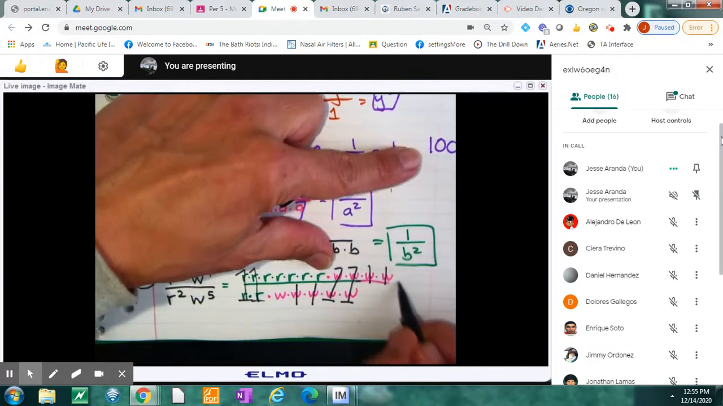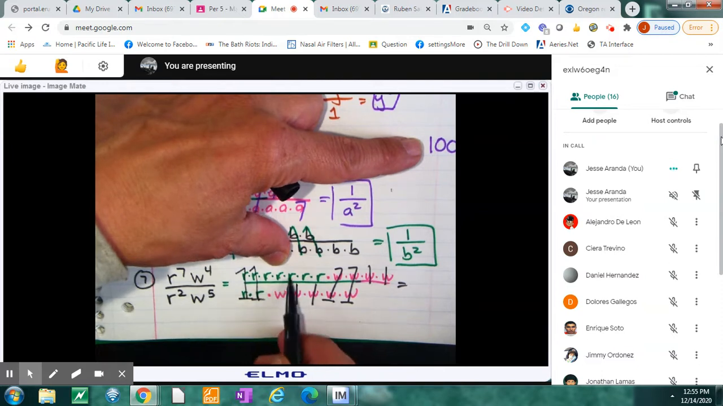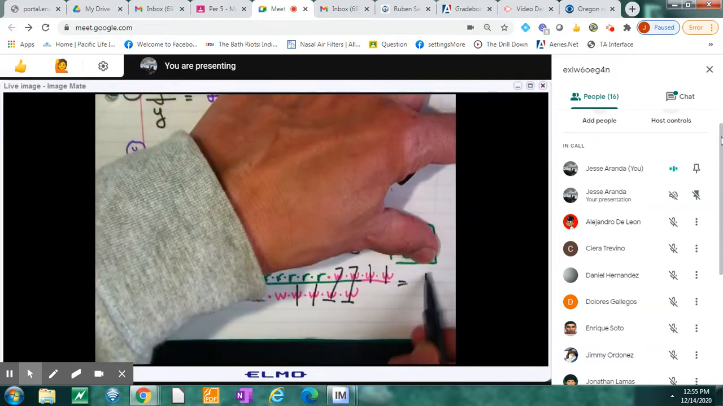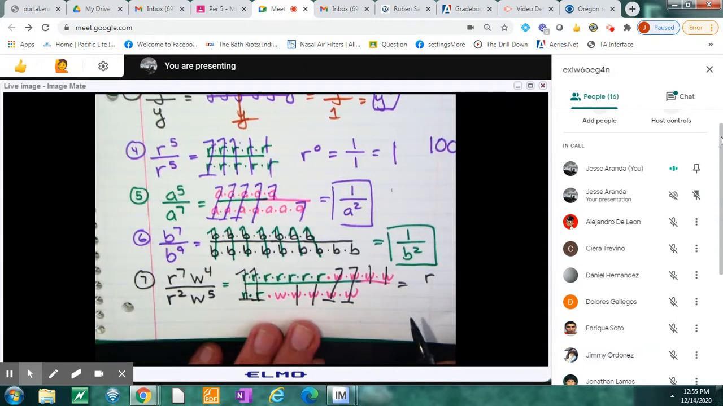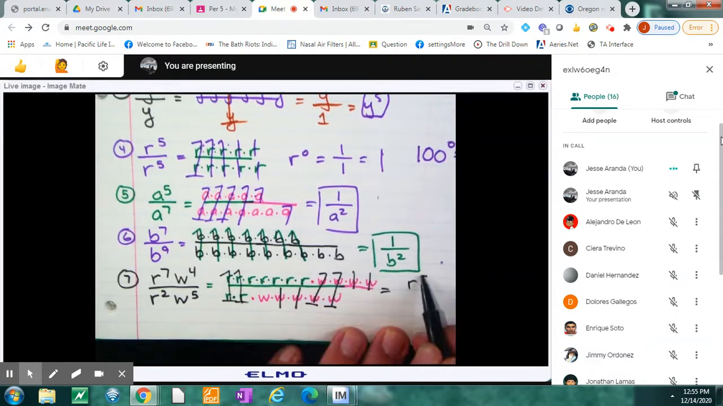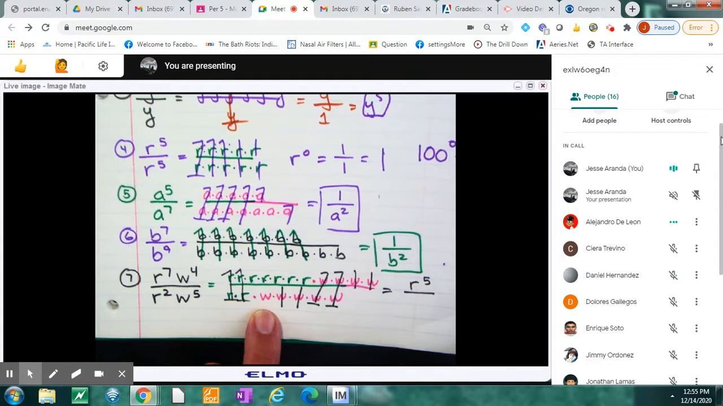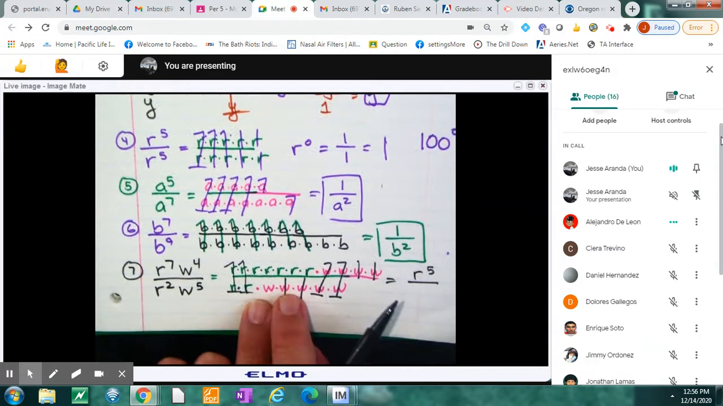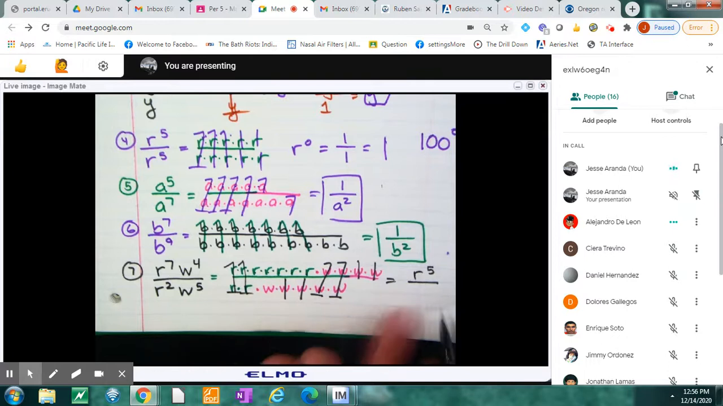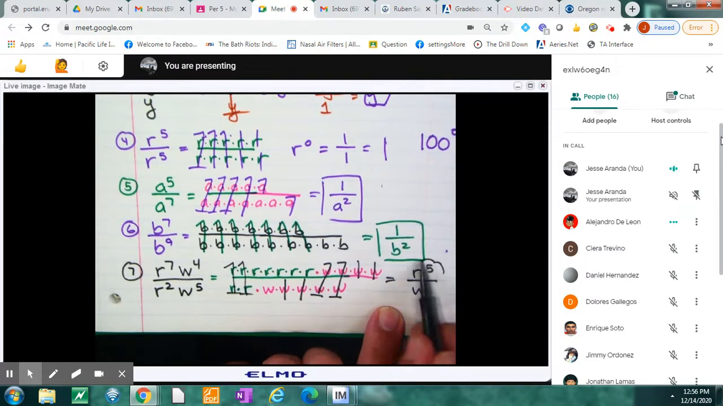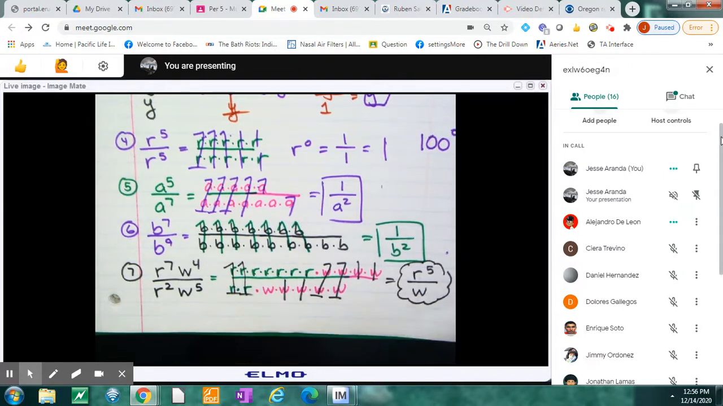So now, how many R's do we got? What's R times R times R times R times R? R to what power? 1, 2, 3, 4. Power of 5. And then how many W's in the bottom? Let's see, Alejandro, how many W's on the bottom that I did not cancel out? 1. So I'm just going to write W, and that's your answer. Leave it alone, just like that. All right? You guys understand that?